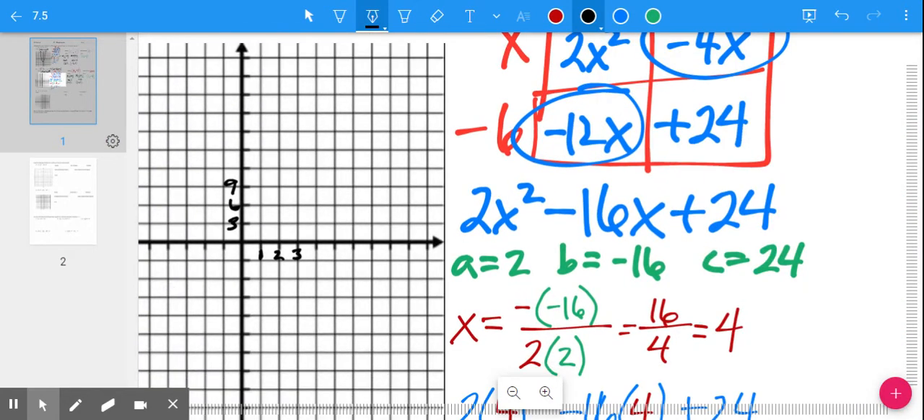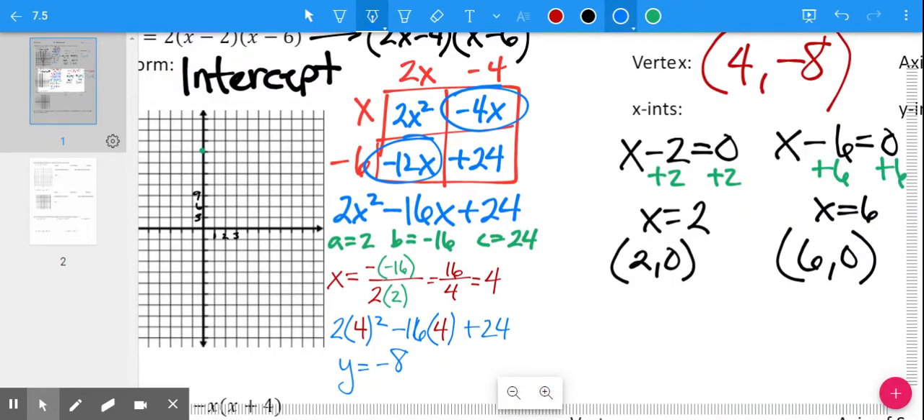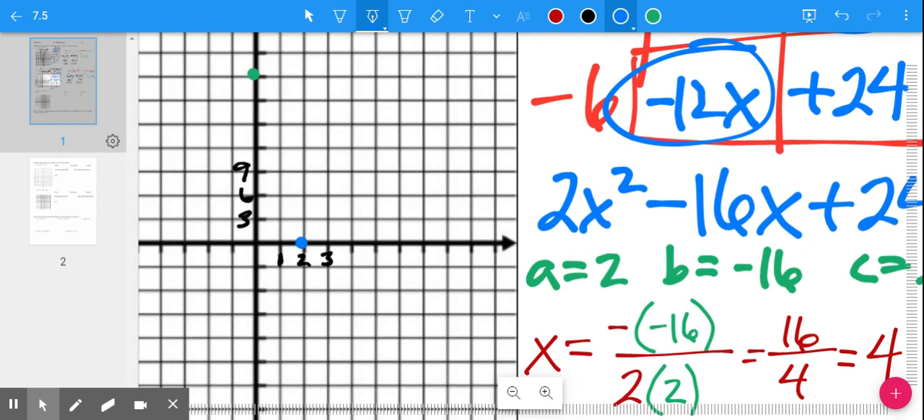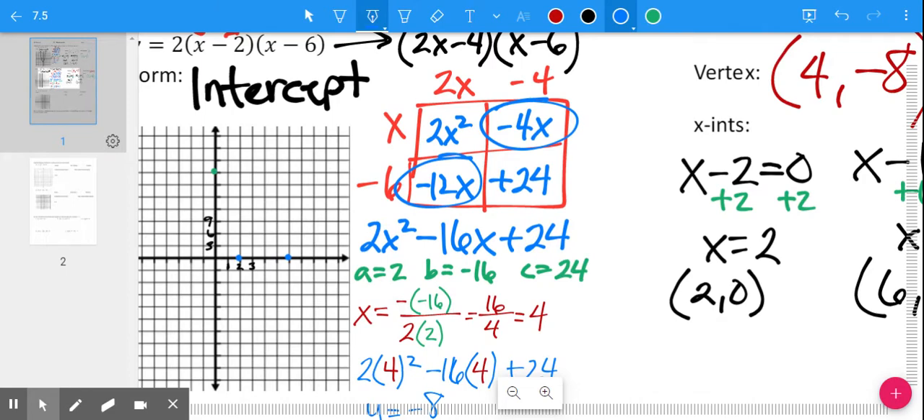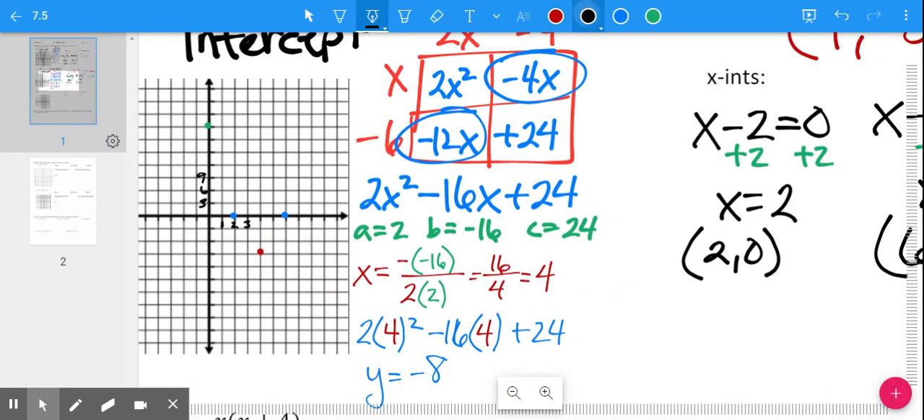So to graph this, we have a y-intercept of 24. We have x-intercepts 2 and 6. We have a vertex that's 4, negative 8. So remember our y-axis is going by 3, so we go to 4 and then we go 3, 6, approximately 8. And then we can draw our parabola.